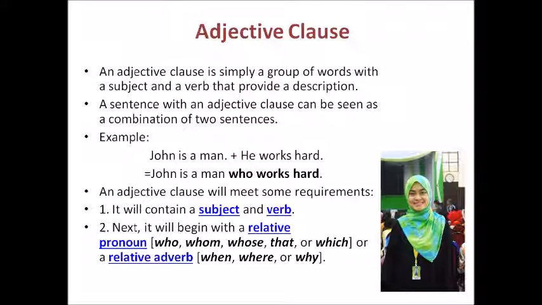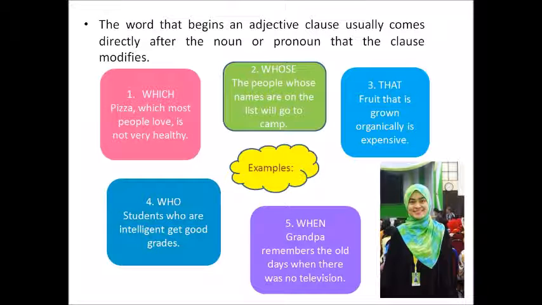An adjective clause will meet some requirements. First, it will contain a subject and verb. Second, it will begin with a relative pronoun: who, whom, whose, that, or which, or a relative adverb: when, where, or why. The word that begins an adjective clause usually comes directly after the noun or pronoun that the clause modifies.